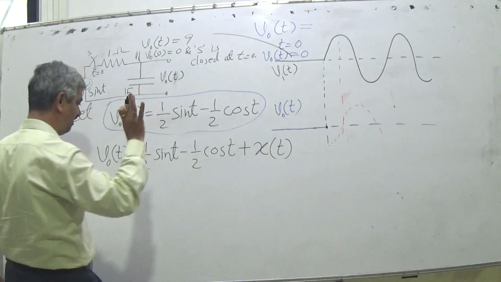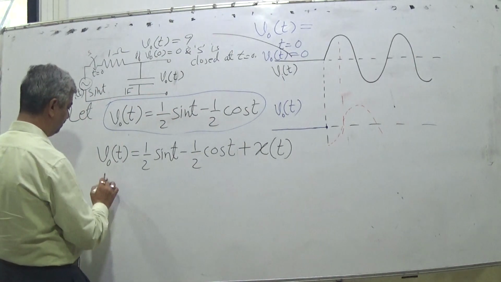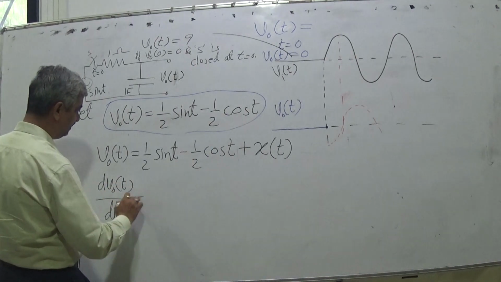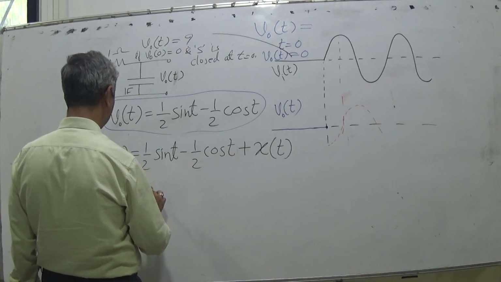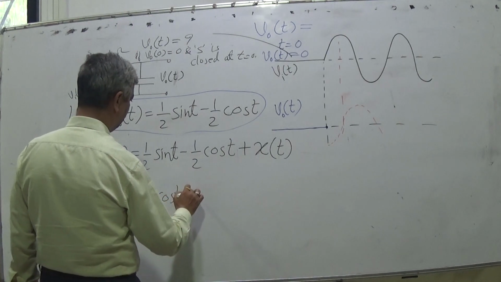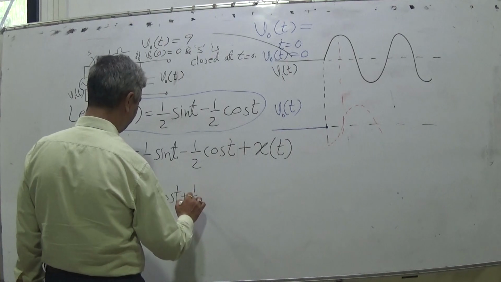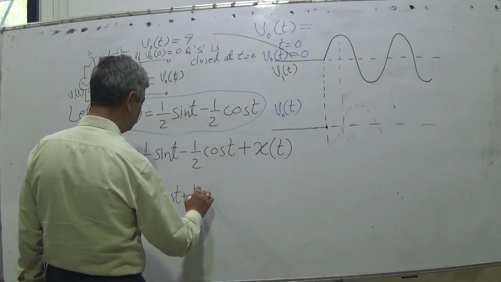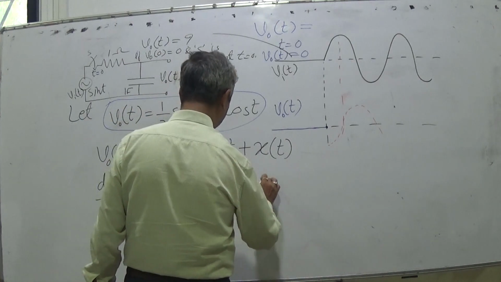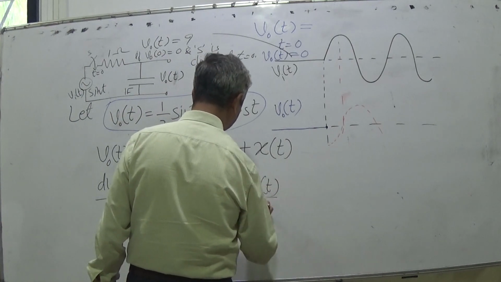So try to now, what is dV_o by dt? dV_o by dt is half cos t plus half sin t plus dx(t) by dt.